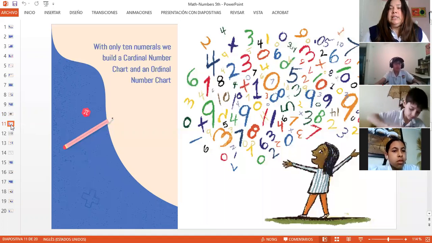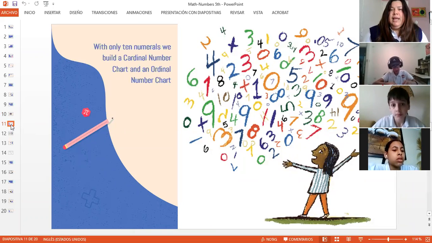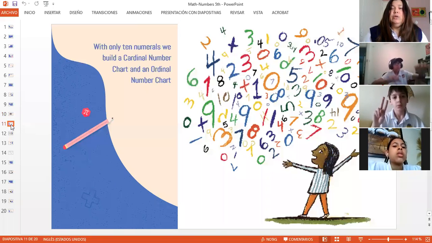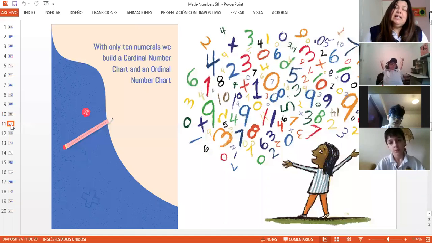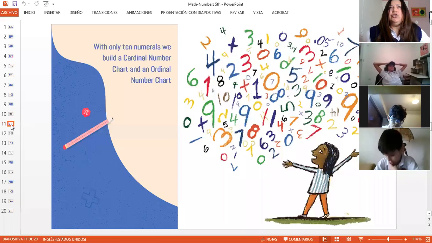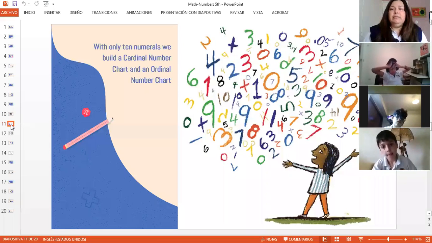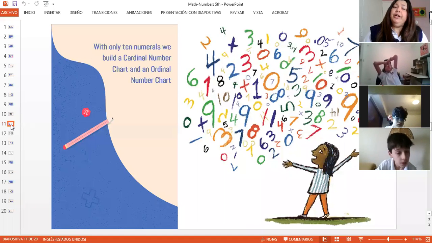In the decimal number system that we use now, we use 10 numerals. There are 10 symbols, okay? 0, 1, 2, 3, 4, 5, 6, 7, 8, 9, okay? And with that, we can make a chart as big as we can. We can have an ordinal chart and a cardinal number chart, okay?